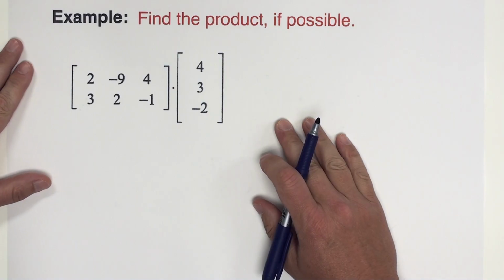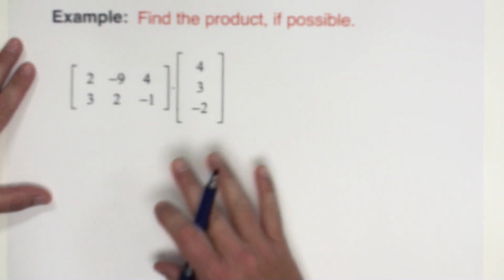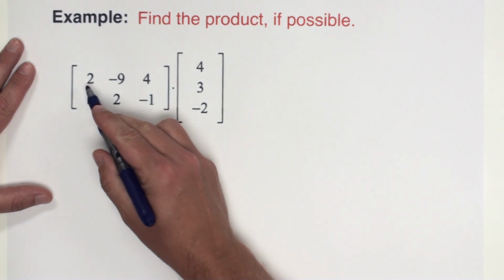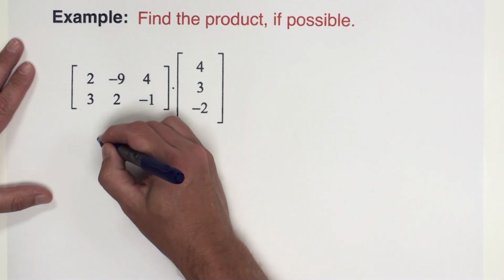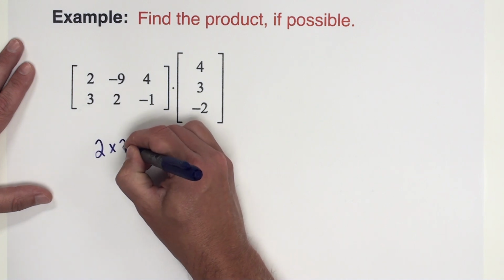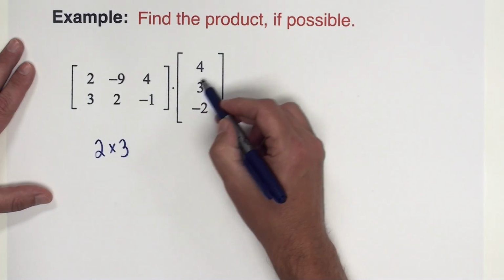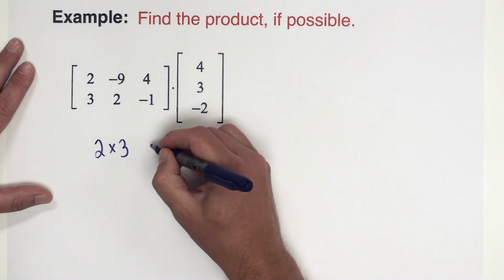Okay, another matrix product to do. First thing you're going to do is check the size of the matrices. So this matrix has 2 rows and 3 columns. So this is a 2 by 3. This matrix has 3 rows and 1 column.